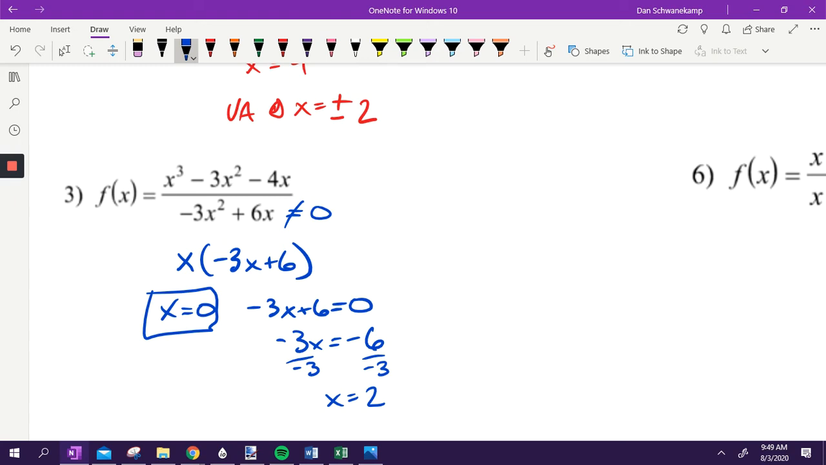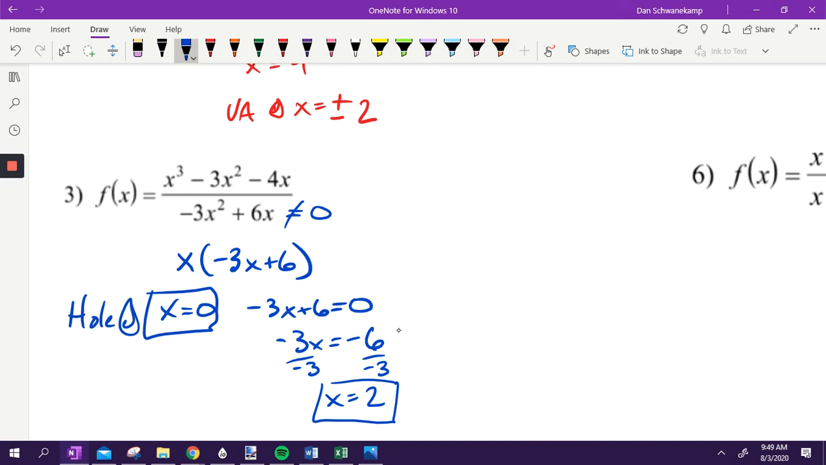So 0 and 2. What happens if you plug in 0? What do you get on top when you plug in 0? 0. What happens on bottom when you get 0? You get 0. That's 0 over 0. That means there's a hole at 0.